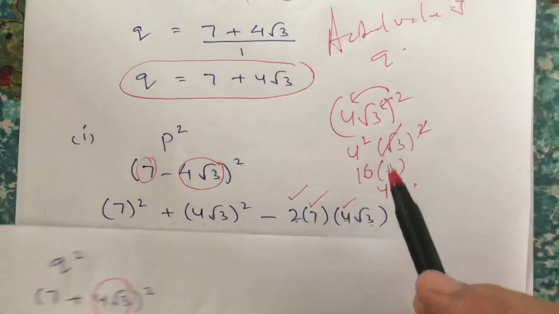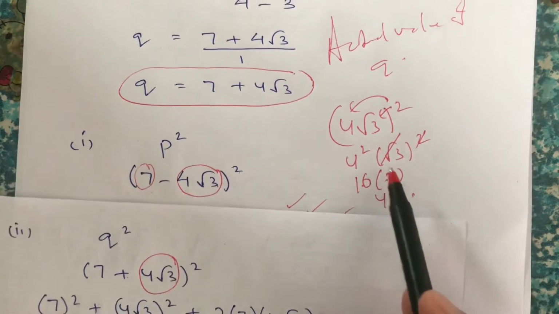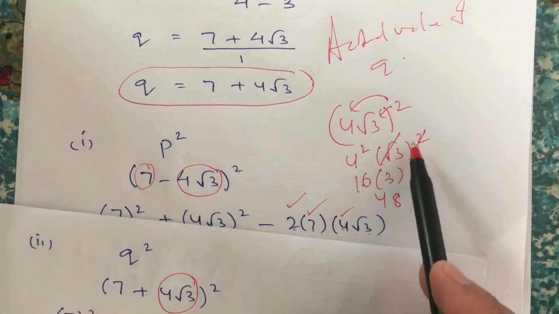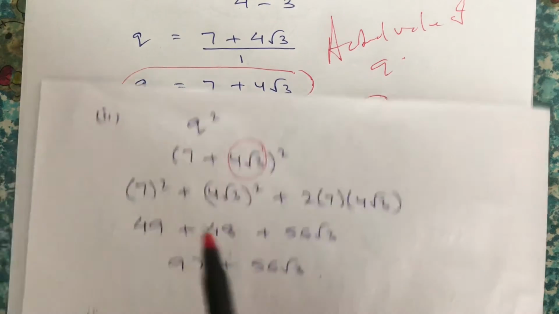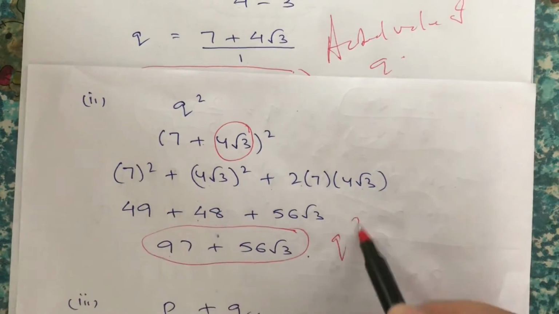And this I've already explained to you. If I have to solve 4 root 3, I do it in this manner. And then it's a 4 squared, it's a root 3 squared, root and square get cancelled, 16 into 3 is 48. So we write over here, we get 97 plus 56 root 3. That's the answer of my q squared.